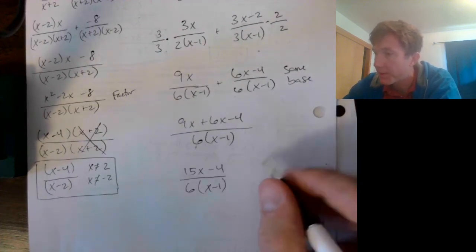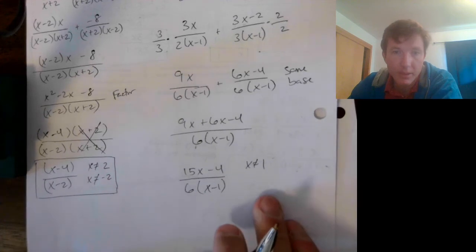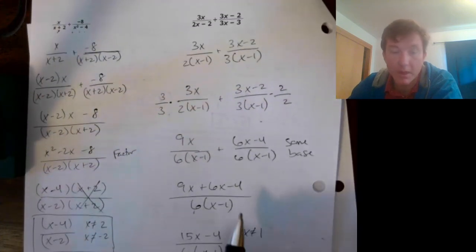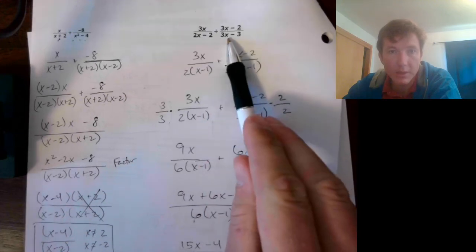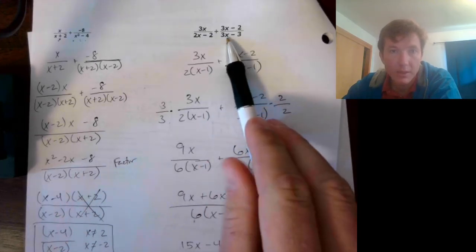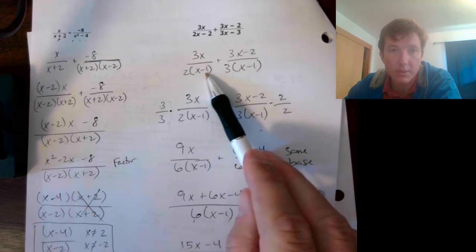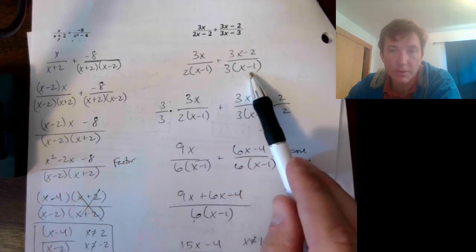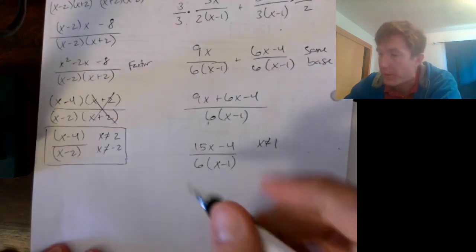Let's look at our restrictions. X can't equal 1. And if we go up top, we could set each of these to 0 and solve, but they are the same thing. You get 2 times x minus 1 and 3 times x minus 1, so the same deal here. X can't equal 1 in both cases. So this is our final answer.